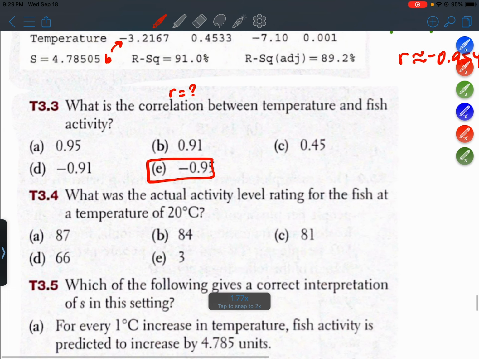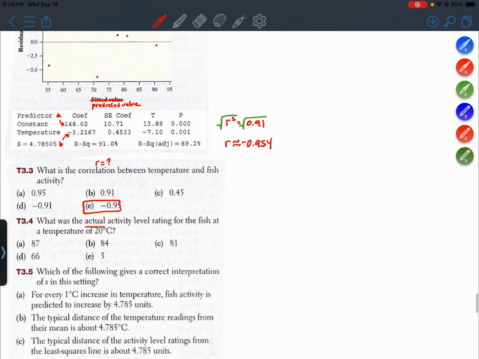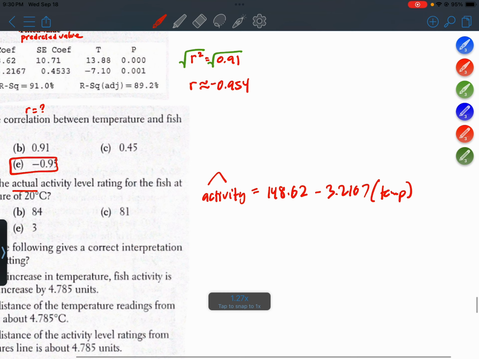Okay. All right, question 3.4. What was the actual activity level rating for the fish at a temperature of 20 degrees Celsius? Okay, so we could construct the equation. Predicted activity equals 148.62 minus 3.2167 times the temperature. And then we can go ahead and use 20 as our input here, and we can get a predicted activity level. All right, let's get that now.